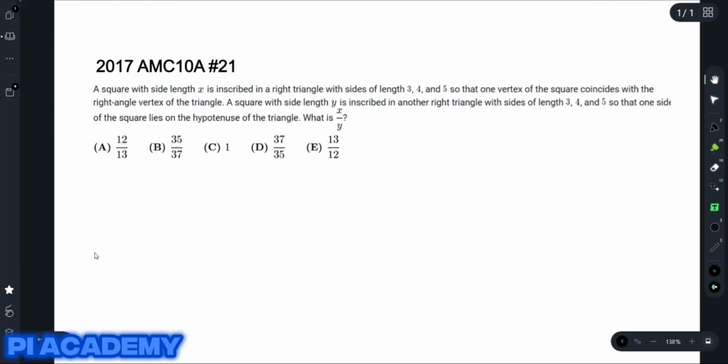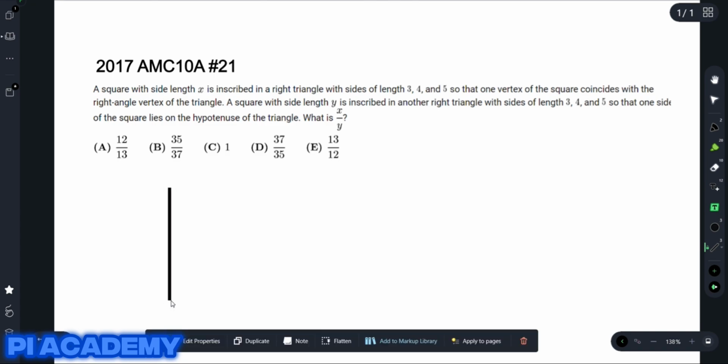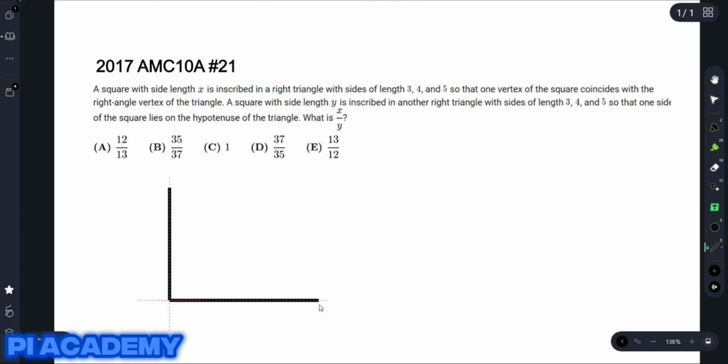Hello guys, today we're talking about 2017 AMC10A number 21. Square with side length x is inscribed in a right triangle with sides of length 3, 4, and 5 so that one vertex of the square coincides with the right angle vertex of the triangle. So let's draw this real quick. We have a 3, 4, 5 triangle. Coincides with the right angle vertex of the triangle.